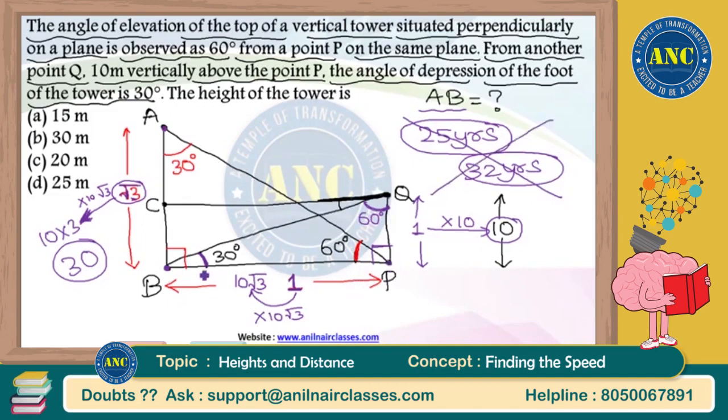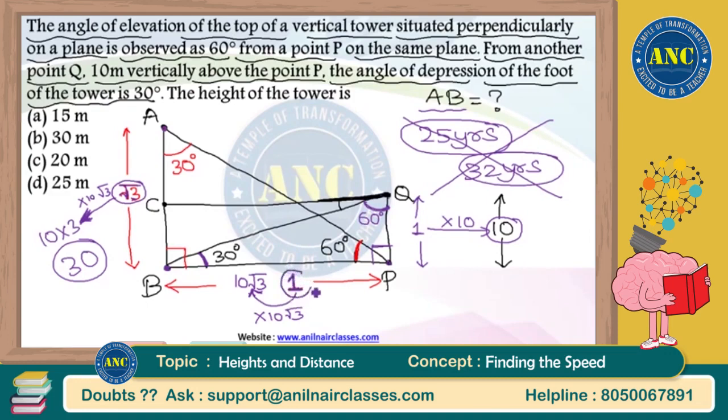Similarly, the BP value cannot be 1 and also 10 root 3 at the same time. Either it should be taken as 1 or it should be taken as 10 root 3. Convert 1 into 10 root 3. Sir, why can't we convert 10 root 3 into 1? That also can be done, but why did I not do that? Because it will come in fractions. I don't want fractions. 10 root 3 becoming 1 means dividing by 10 root 3, so that will be a fraction. So I thought instead of dividing, it is easier to multiply. So 1 should become 10 root 3.